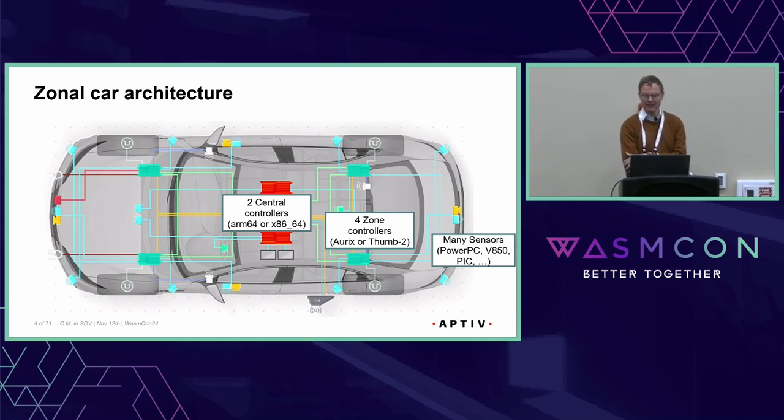And then there are many sensors at the edge of the car or at the windscreen or whatever. And these sensors are very versatile. So they have a lot of different CPU architectures. And so as you can guess, this is quite a challenge to write software in a portable way for all these different architectures, even though this is already the streamlined version. So older cars have much more versatile things in there.